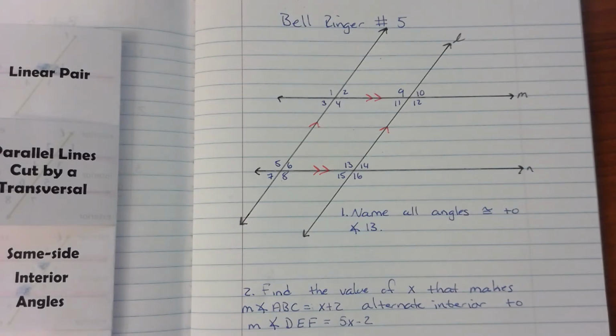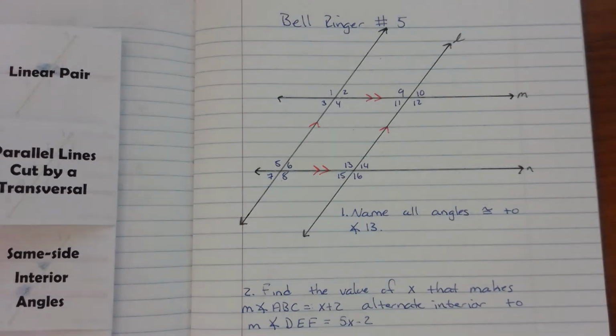Number 2. Find the value of x that makes the measure of angle ABC, which equals x plus 2, alternate interior to the measure of angle DEF, which is 5x minus 2.